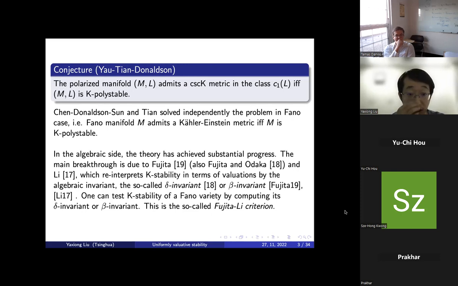On the algebraic side, the theory has achieved substantial progress. The main breakthrough is due to Fujita and Li, also Fujita and Odaka, which reinterprets K-stability in terms of valuations by an algebraic invariant, the so-called delta invariant or beta invariant. So people can test the K-stability of a Fano variety by computing its delta invariant or beta invariant.